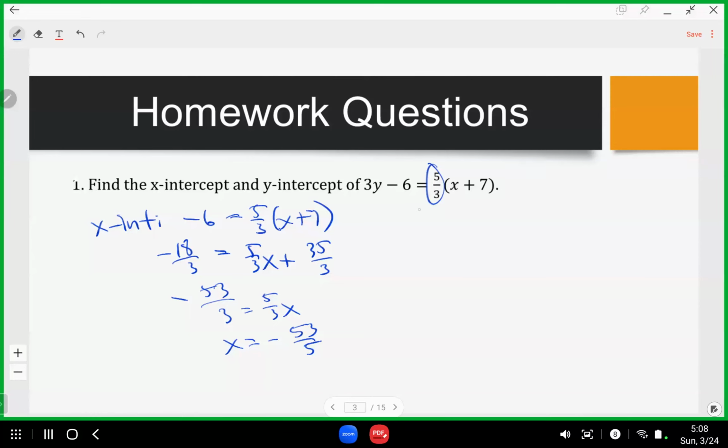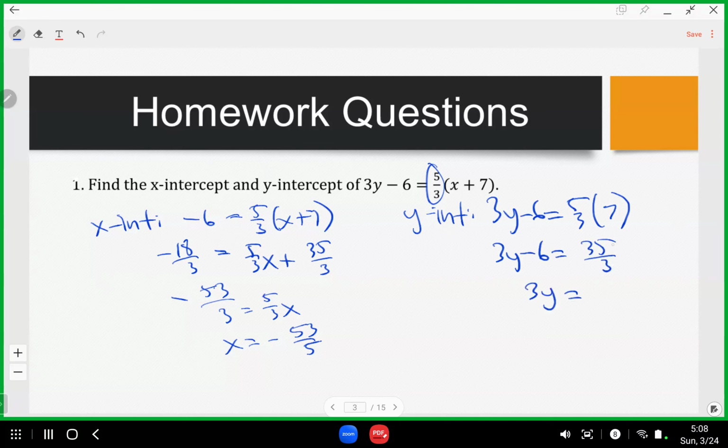Okay, so for the y-intercept, it is basically the opposite. You need to set x equal to 0. So for the y-intercept, 3y minus 6 is equal to 5 thirds times 0 plus 7. So that's just 7. 3y minus 6 is equal to 35 over 3. 3y is equal to 53 over 3. Y is equal to 53 over 6.